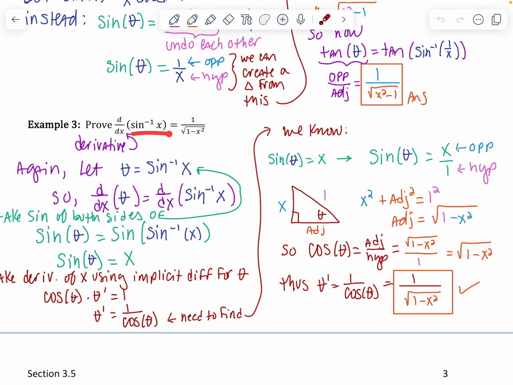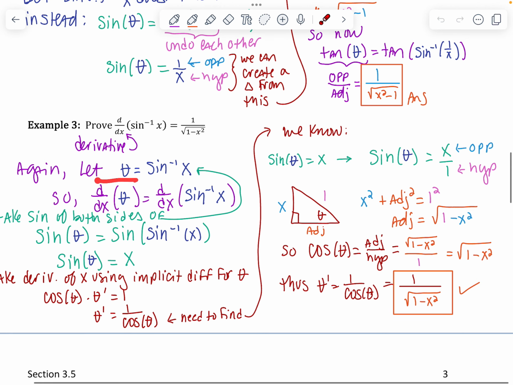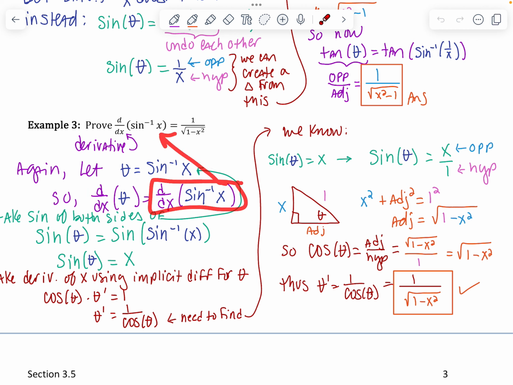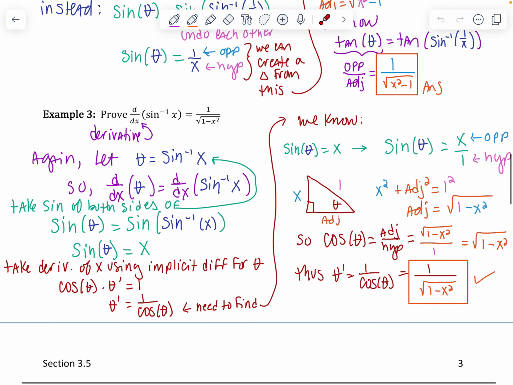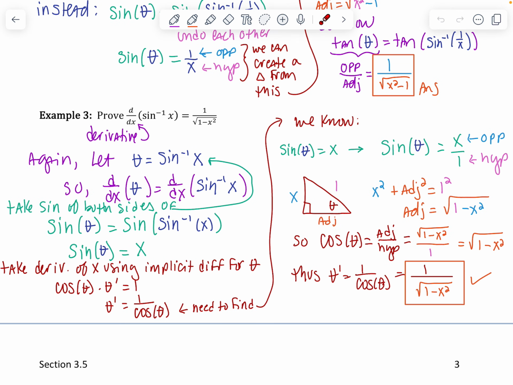So again, I want to take the derivative of an inverse sine. I don't know what the inverse sine's derivative is, so let's write it symbolically as, in this case, theta. So if we can find the derivative of theta, then we've also found the derivative of the inverse sine, which is what we're trying to prove. So I'm going to go back to the statement where theta equals the inverse sine of x, and I'm going to take the derivative of the left side, and I'm going to take the derivative of the right side.